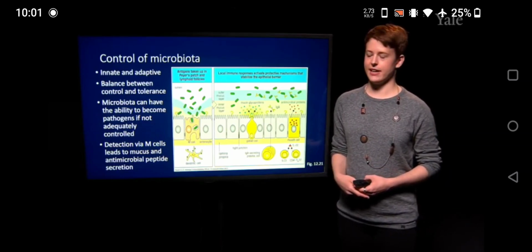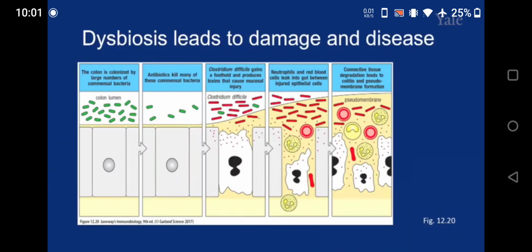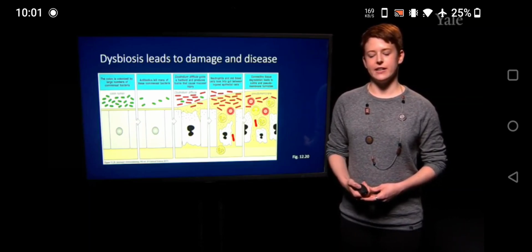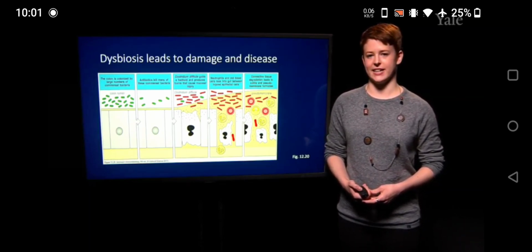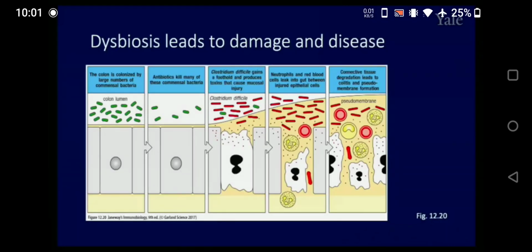So this is kind of a circuit that helps the epithelium know when it needs to provide more of an immune response. So if pathogenic bacteria take hold, such as after antibiotic treatment, which will kill off some of the good bacteria, allowing pathogens to infect, this can lead to dysbiosis, which can also cause damage. So this is an example, a pretty well-known one.